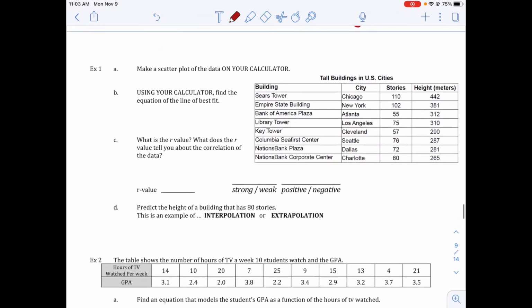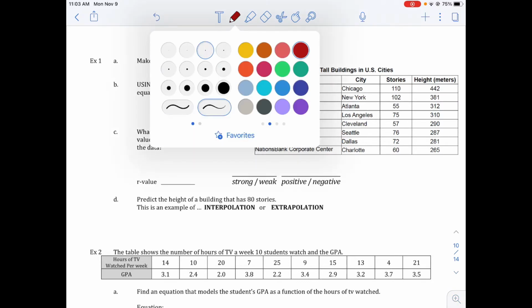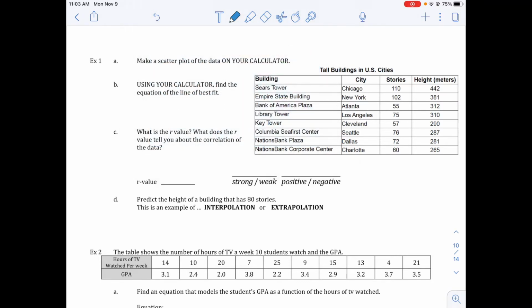Okay. So, example 1 says make a scatter plot of the data on your calculator. And notice we have this data of tall buildings in the United States. So we have different buildings, Sears Tower, Chicago. Obviously, we know it's now called the Willis Tower. And we have stories and the height in meters. So we're always going to make the first variable we see, if it doesn't tell us X and Y, we're going to make this L1 and L2.